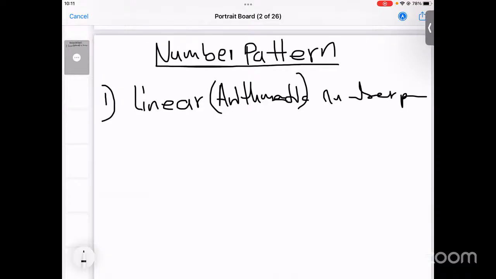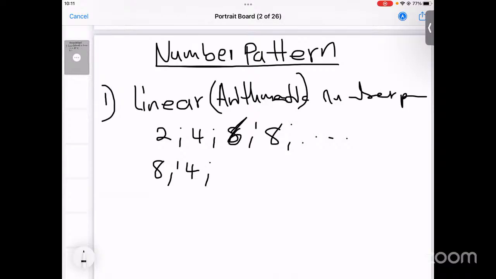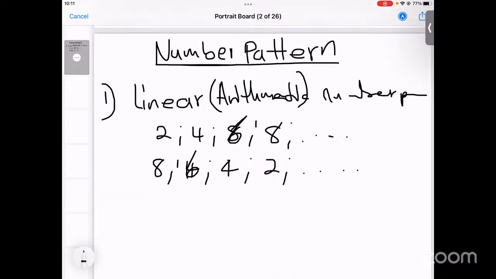But I will explain in detail regarding what happens. Maybe let me just give you a quick example regarding a linear increasing or decreasing. So you can have 2 followed by a 4, followed by 6, and then followed by 8, and so on and so forth. Or it can be like this, where it's now 8 followed by 6, followed by 4, followed by 2, and so on. So can you see, increasing or decreasing? Don't worry that much about that.